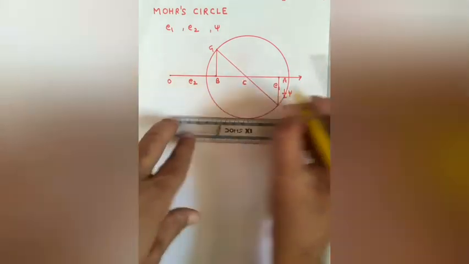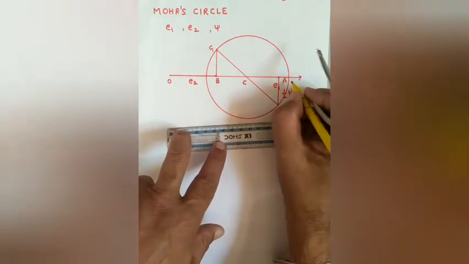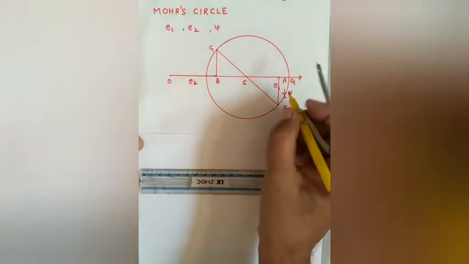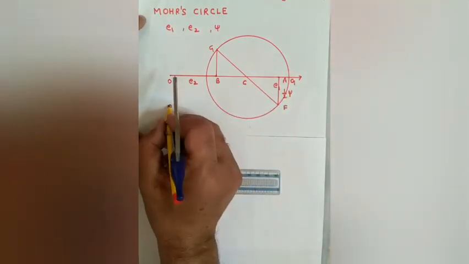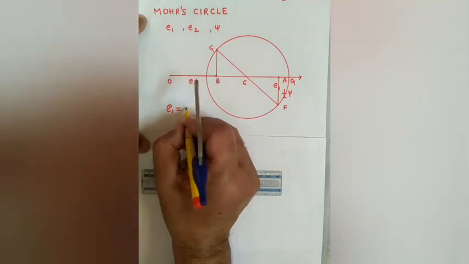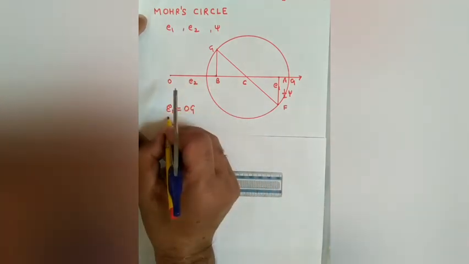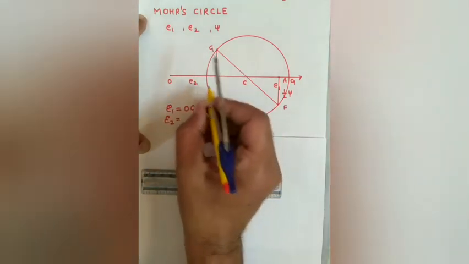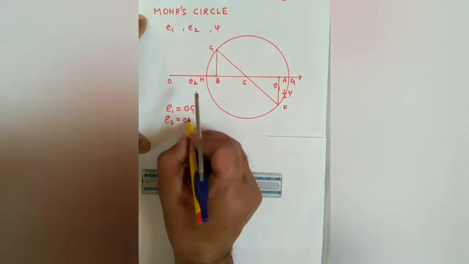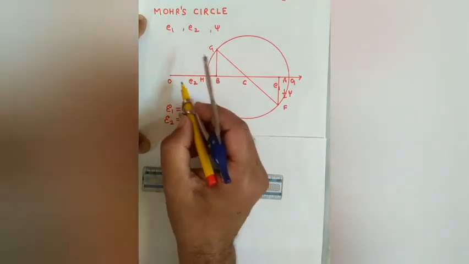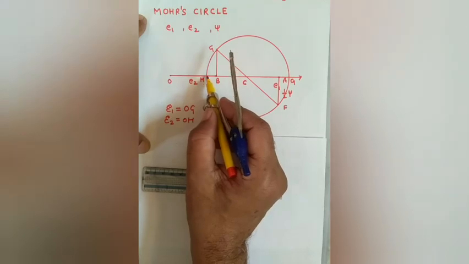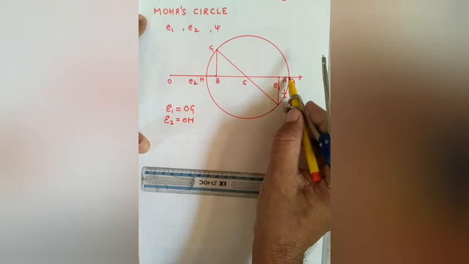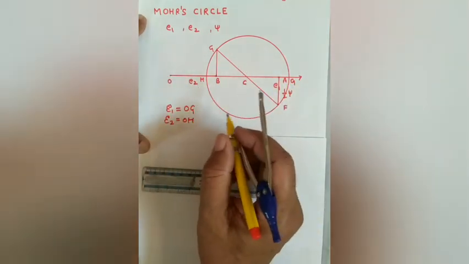the points G and H will be the principal strains. Maximum principal strain epsilon 1 will be equal to OG, and minimum principal strain epsilon 2 would be OH. OH is the minimum distance from the origin of any point on the circle, and OG is the maximum distance of any point on the circle from the origin.